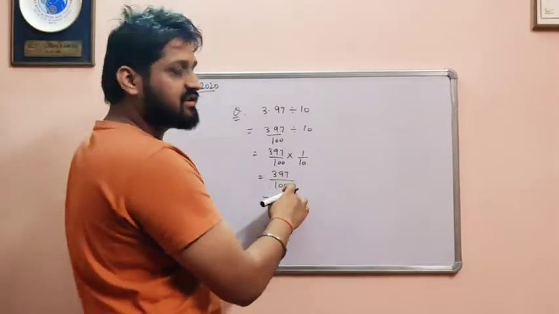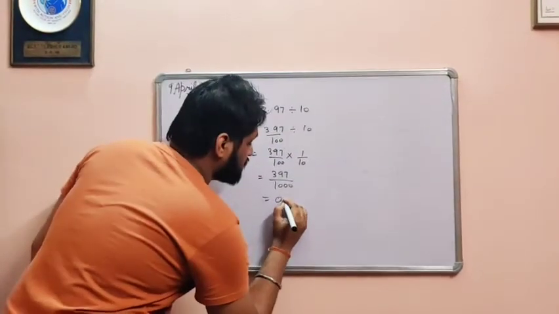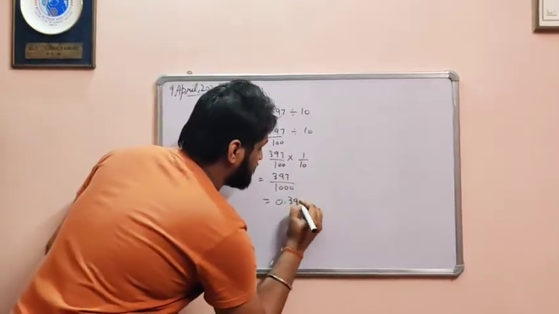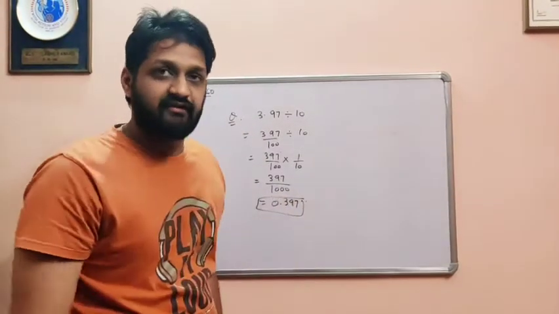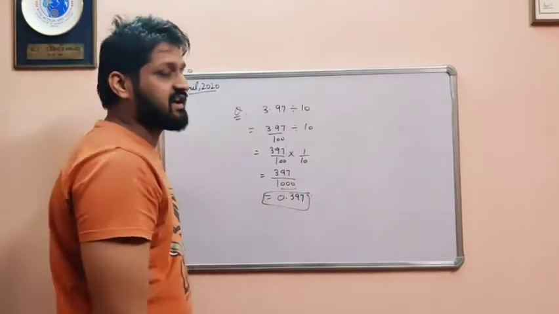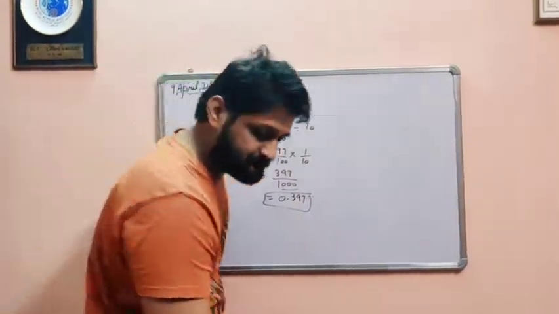Now 3 zeros are there, so the decimal will be placed after 3 places from the right. So 397, here is the decimal, with 3 digits after the decimal. It means 3 zeros are in the denominator. So 0.397 is the answer.